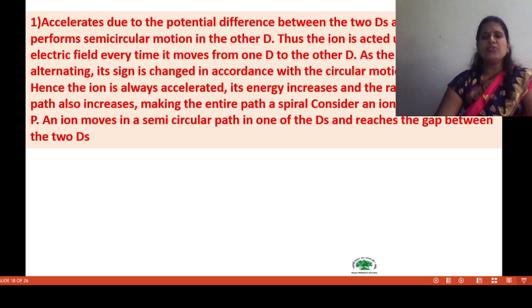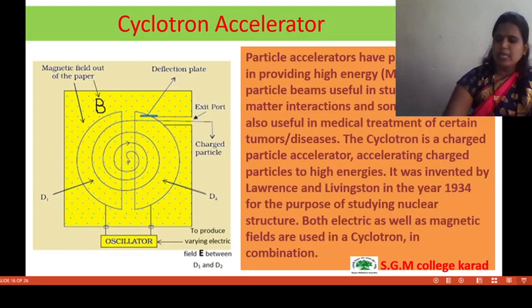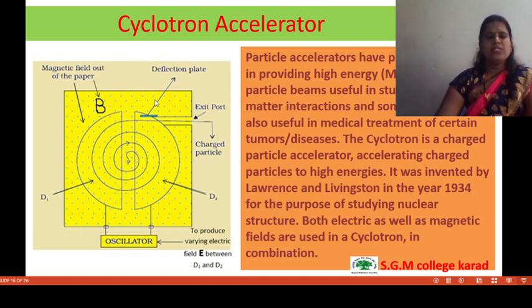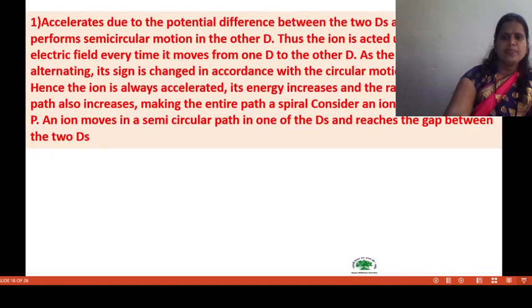Consider an ion source placed at a point P, and ions move in a semicircular path in one of the Ds and reach the gap between the two Ds. See once again the diagram here. After the polarity changes, the energy of these ions goes on increasing and the radius of the path also goes on increasing. The path becomes a spiral. That is the working here.